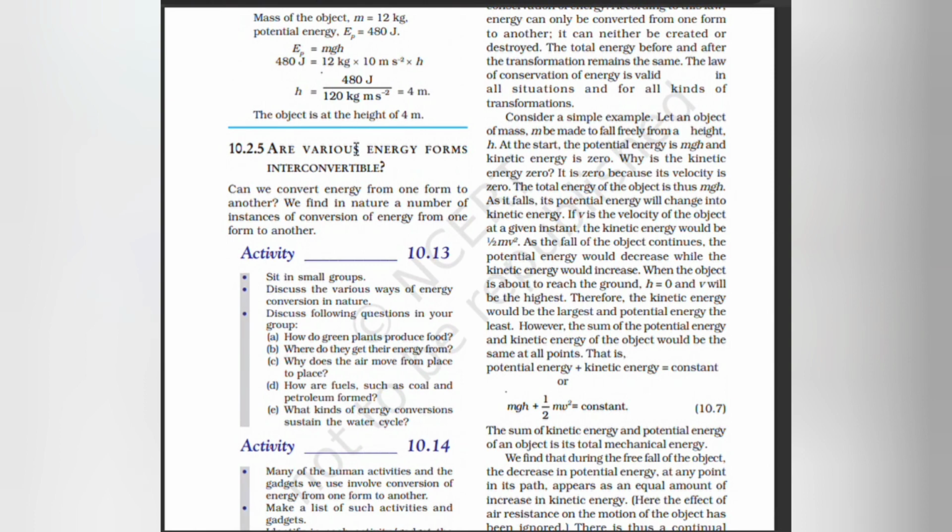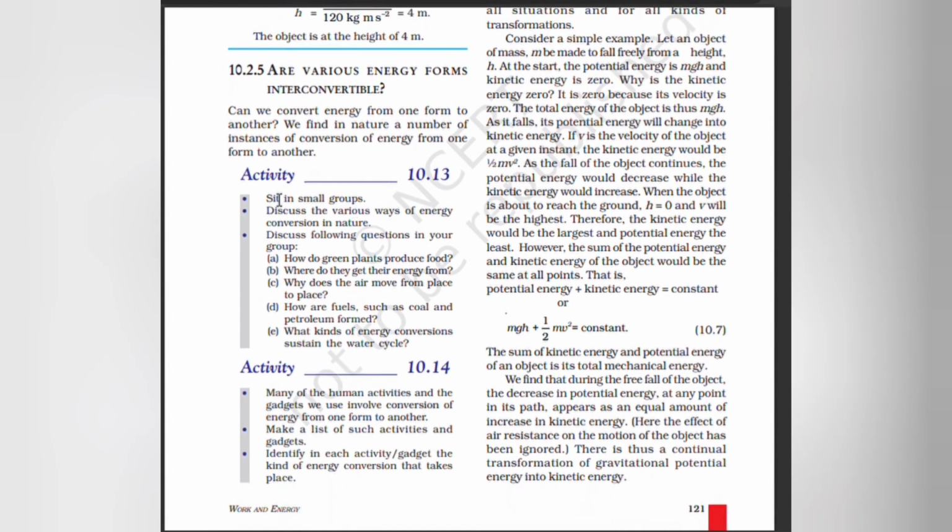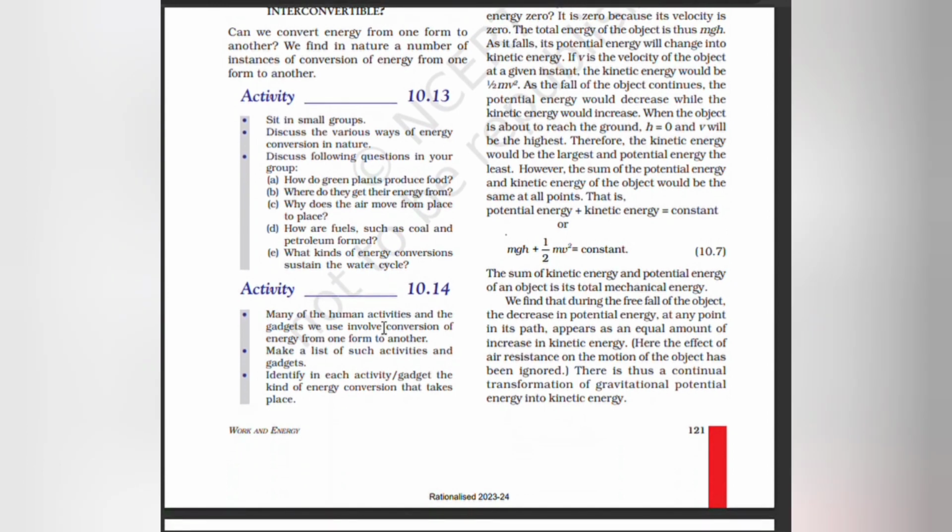Can we convert energy from one form to another? Are various energy forms interconvertible? We find in nature a number of instances of conversion of energy from one form to another. Many of the human activities and the gadgets we use involve conversion of energy from one form to another. Make a list of such activities and gadgets. Identify in each activity or gadget the kind of energy conversion that takes place.